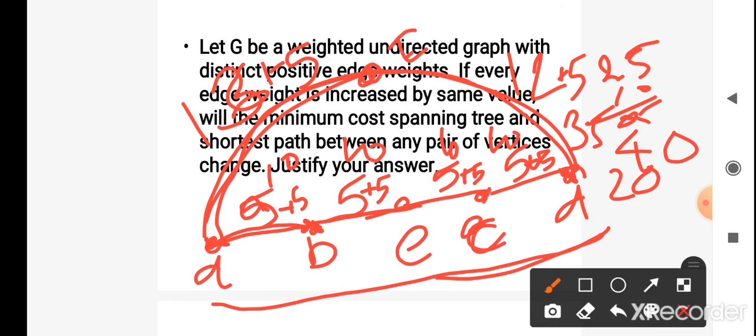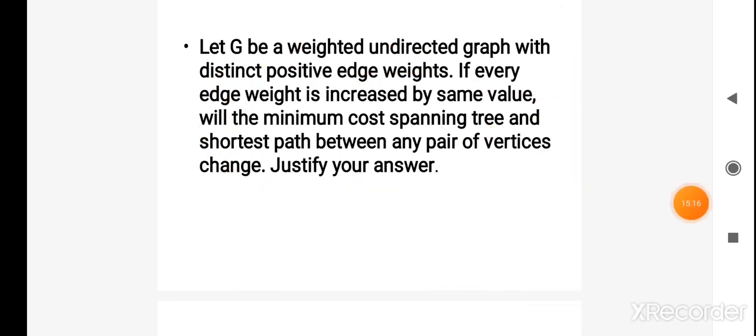So when we increase each edge by the same value, the shortest path may change. That's all about minimum spanning tree.